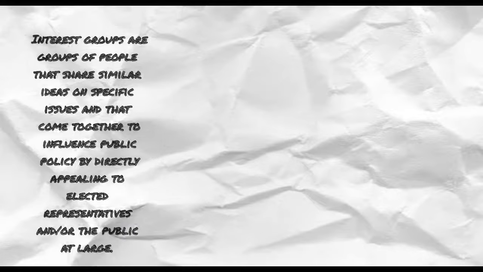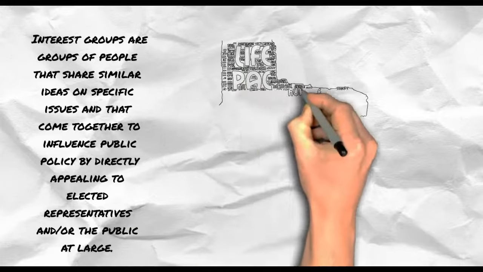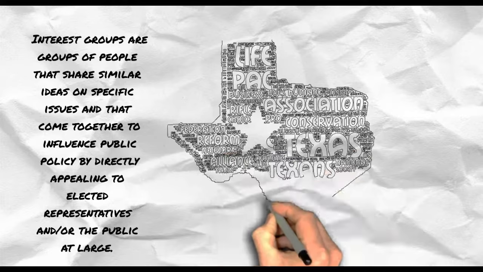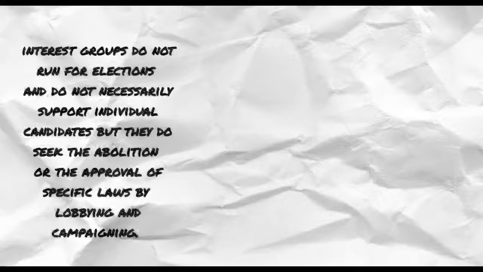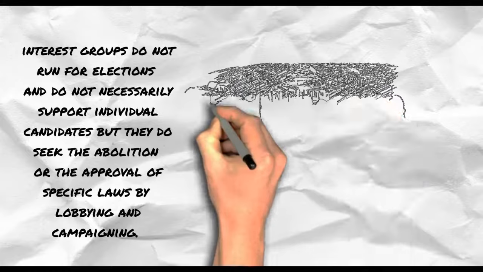Interest groups are groups of people that share similar ideas on specific issues and that come together to influence public policy by directly appealing to elected representatives and the public at large. Interest groups do not run for elections and do not necessarily support individual candidates, but they do seek the abolition or approval of specific laws by lobbying and campaigning.